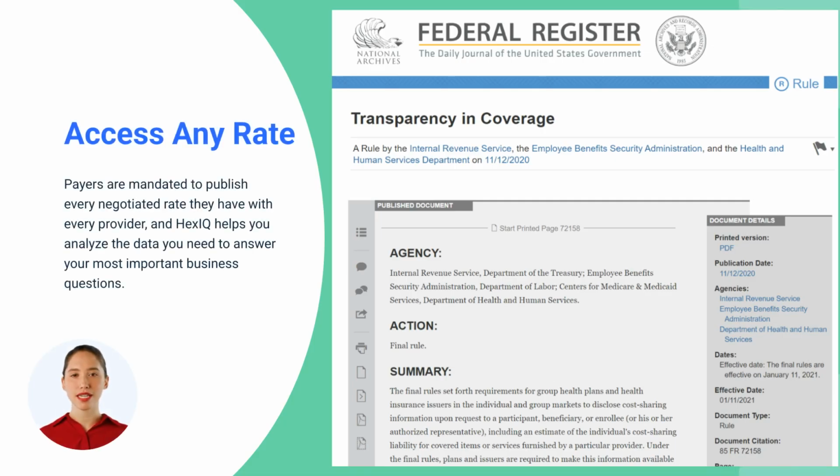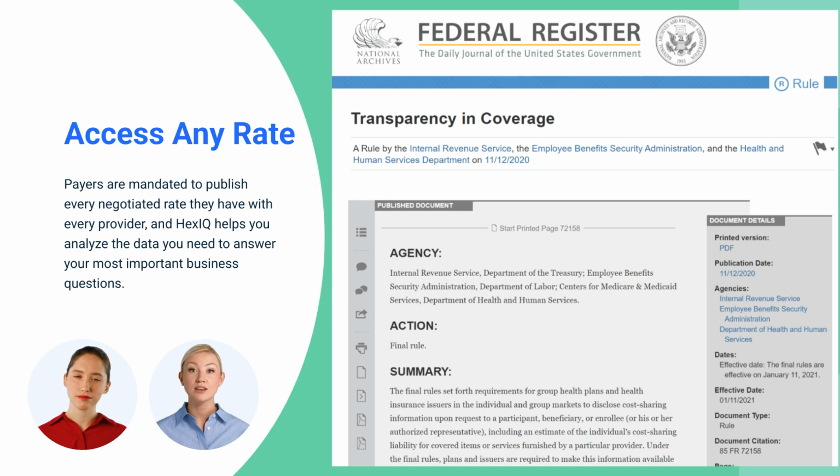The payers are mandated by the Transparency and Coverage Rule to publish every rate they've negotiated for every MPI for every code in every service setting every month. This translates into an enormous amount of data. The HexIQ platform distills this data into manageable chunks that you can use to answer your specific business question.